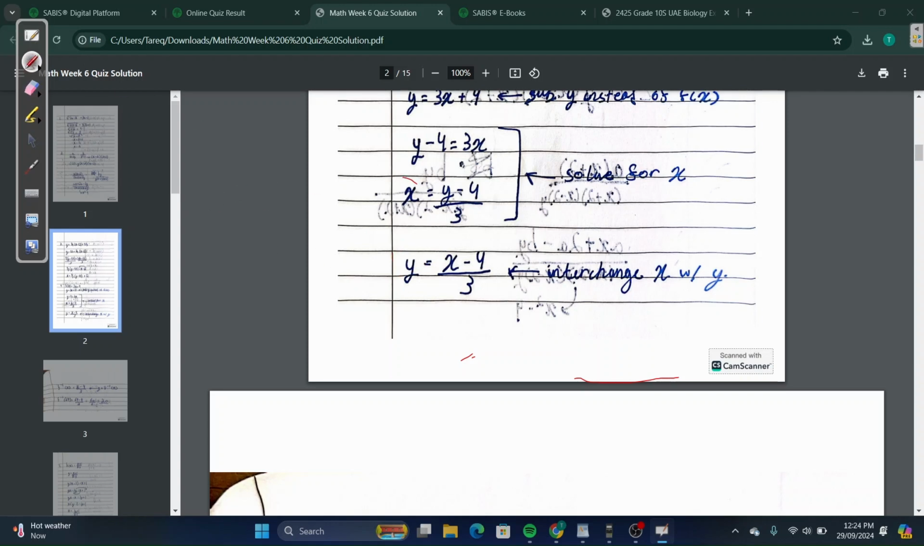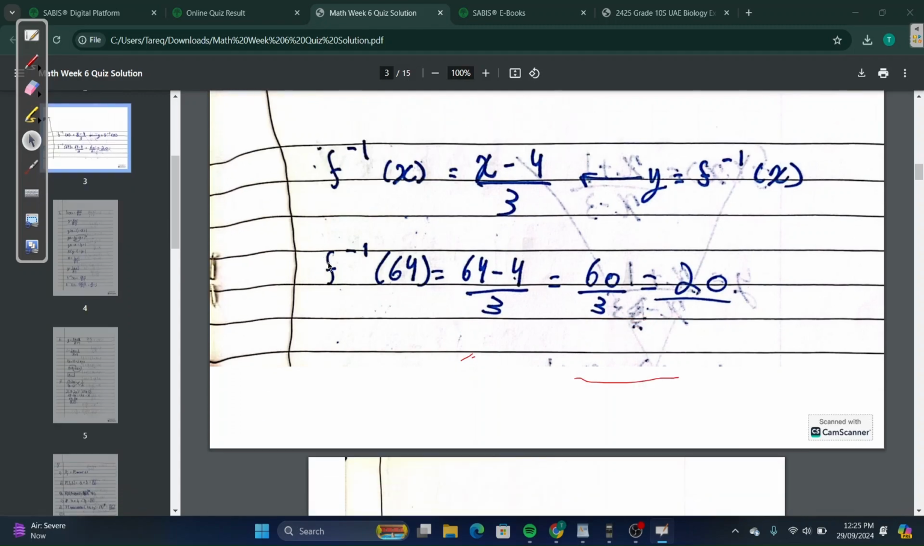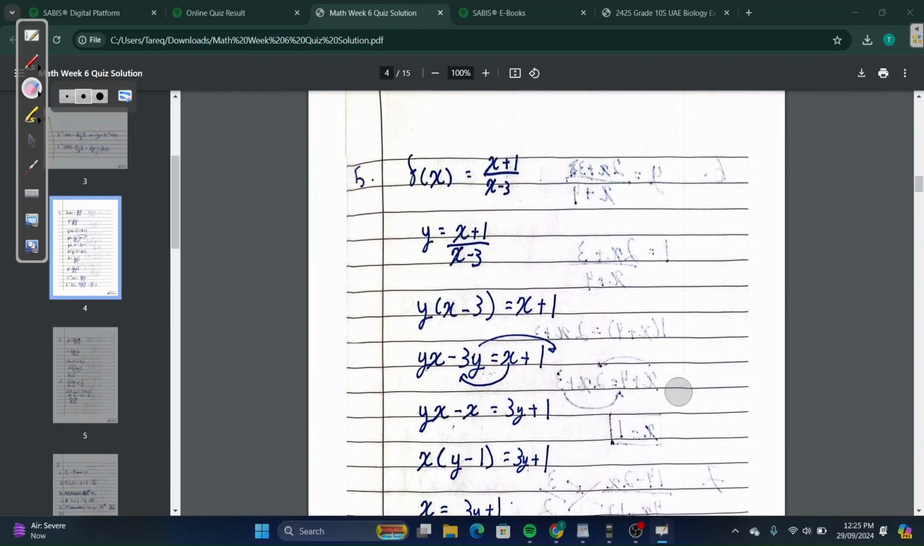So here we said x here, so y becomes here, and we said there's an x here. Why? Because there was a y up there. This became interchanged into x. Okay, so now this is your inverse function. y equals f inverse of x, which I wrote down here. f inverse of x equals x minus 4 over 3. Now just substitute 64 in here. So 64 minus 4 over 3, because x is here. 60 over 3 equals 20. f inverse of 64 is 20. So just erase this.